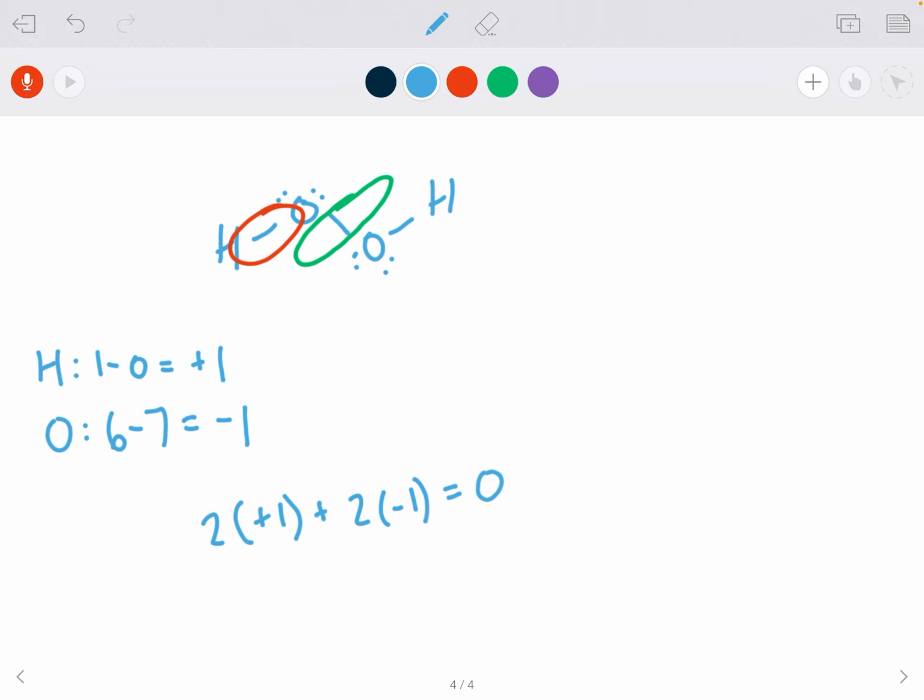So this is how you calculate the oxidation numbers of any atom in a compound. Just assign the electrons from the bonds and the lone pairs to the more electronegative atom, and then subtract that number of assigned electrons from the number of valence electrons.